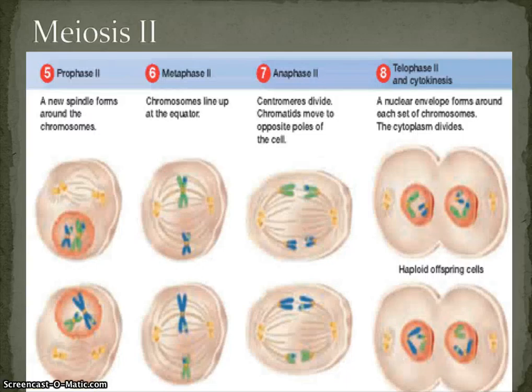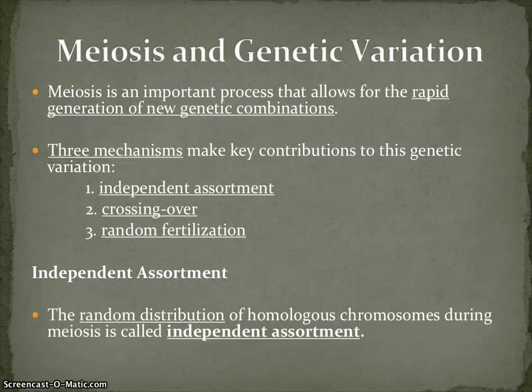There it is in pictures for you. It shows prophase 2 through telophase 2 and cytokinesis finally occurring. Cytokinesis occurs the second time after telophase 2. How is meiosis important to our genetic variation? It's important because this allows us to have new genetic combinations.